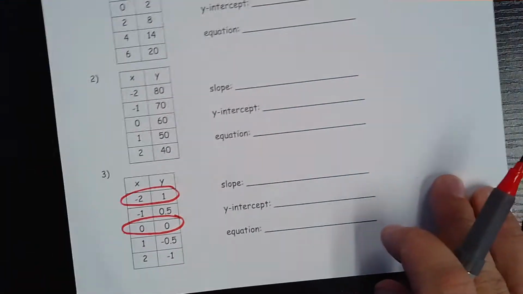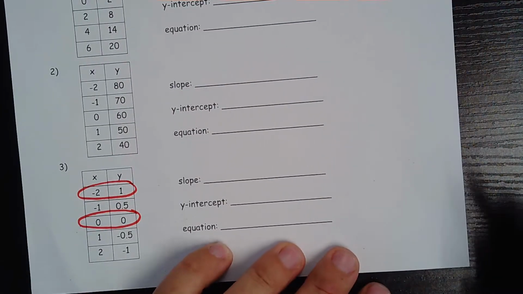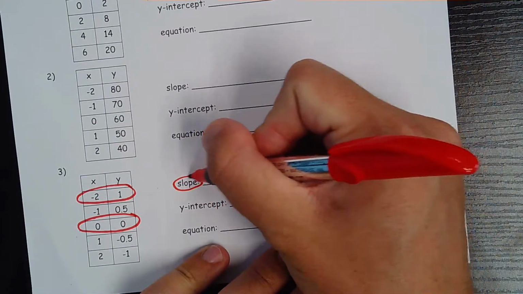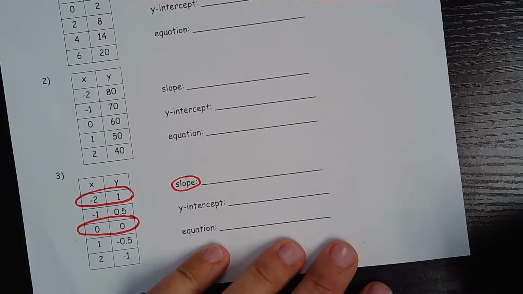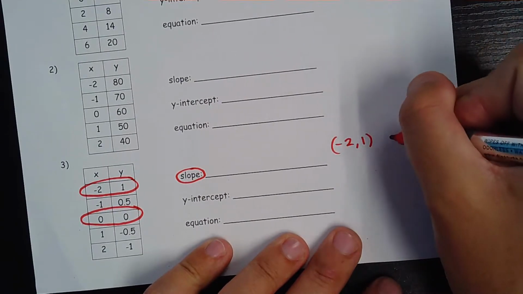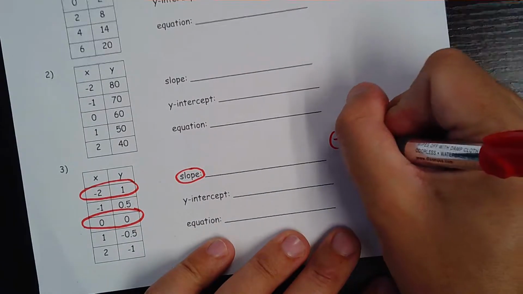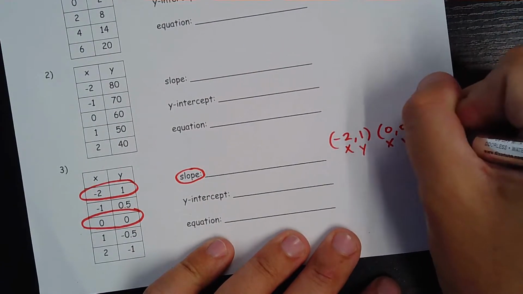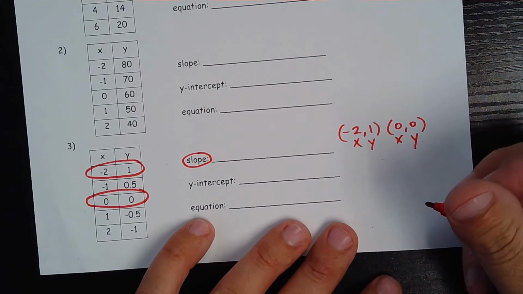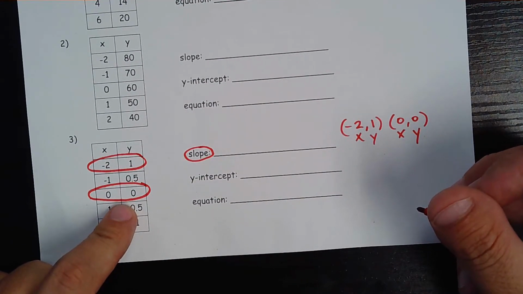And why don't we do this one together? This one's going to be pretty easy. The first thing is we're going to attack this part here. We're going to figure out the slope. We're going to go -2, 1, and then 0, 0. And 0, 0 is so nice to have as a coordinate. You'll see, as we keep going through this, that this is proportional. It goes through the origin. One of the points is the origin.